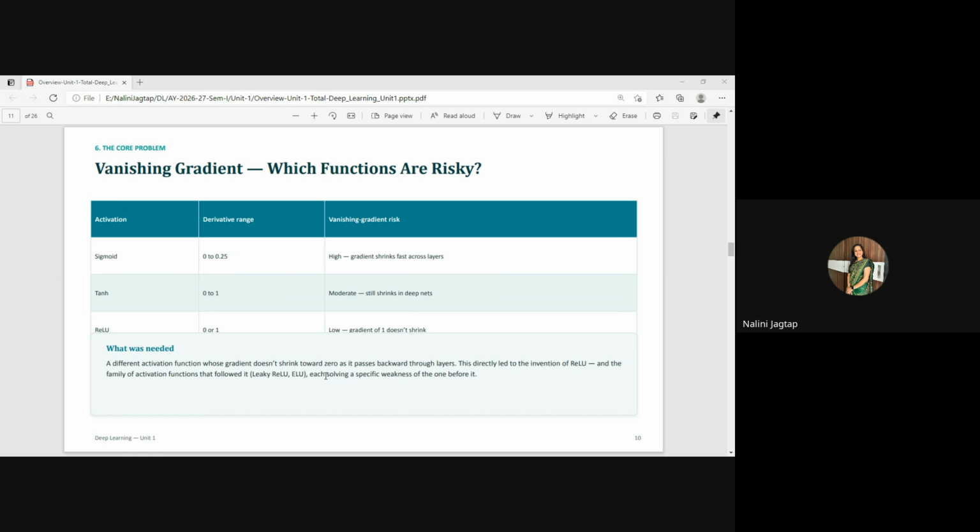So if you multiply these several numbers that are each at most 0.25 together across, say, 10 layers, the result becomes vanishingly tiny, and almost immediately. This is the precise mathematics behind it. Correct. So I hope you have understood. Again, I will repeat. What I'm trying to say is, as we have seen, this shrinking, or the vanishing gradient, depends upon which activation function we are using.